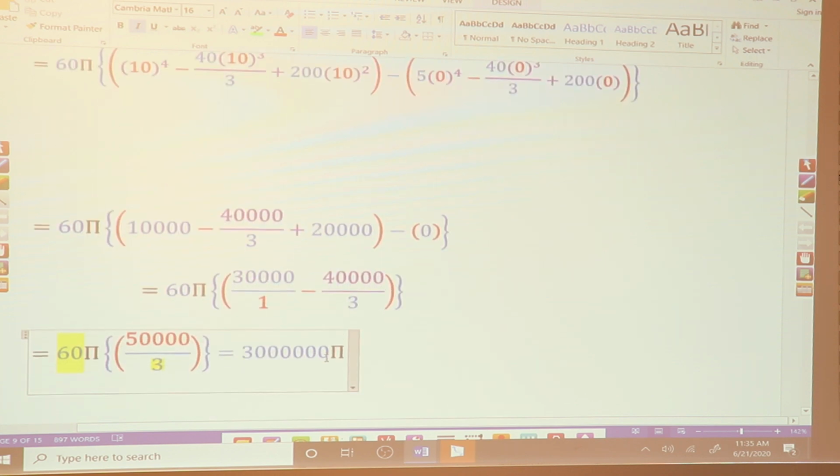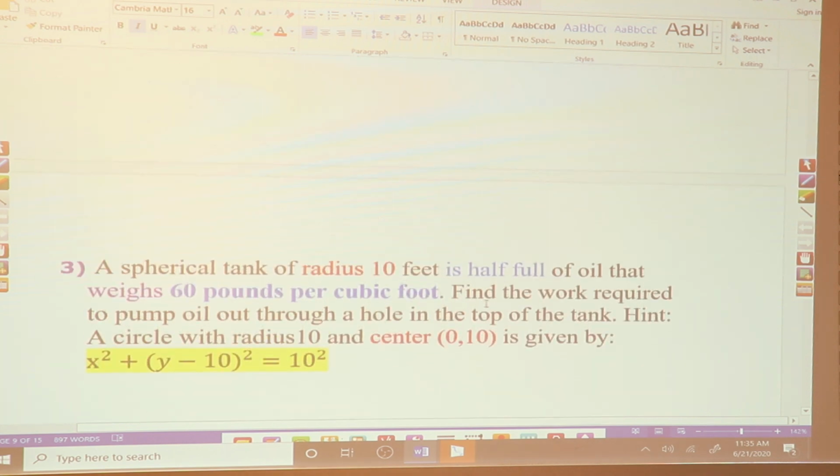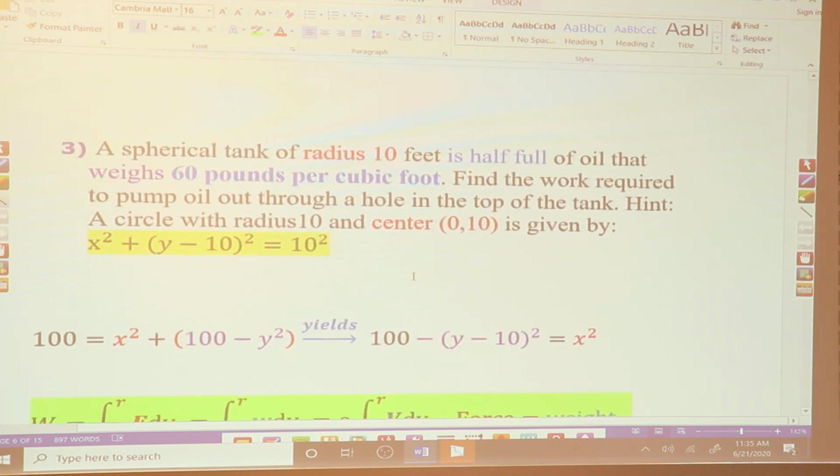That's my work. I needed to find the work required to pump out through the hole at the top of the tank, and my limit was from 0 to 10.